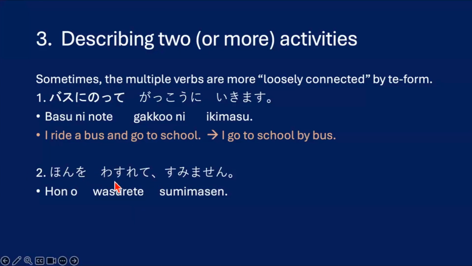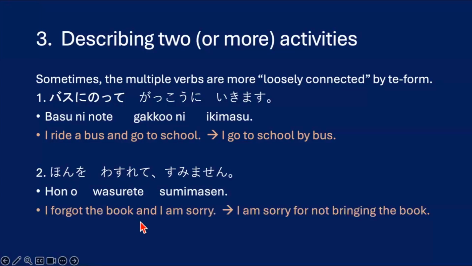Or 本を忘れてすみません。So what's the first action here? 忘れて。忘れる is a do verb and it means to forget. So I forgot my book and I'm sorry, right? すみません. So it translates to I'm sorry for not bringing the book. Of course you forgot first and then you feel bad, but that's a little bit awkward in English. I forgot the book and I am sorry. This is more of what I mean in English. By saying 本を忘れてすみません, I'm sorry for not bringing the book. That's what I mean by this.